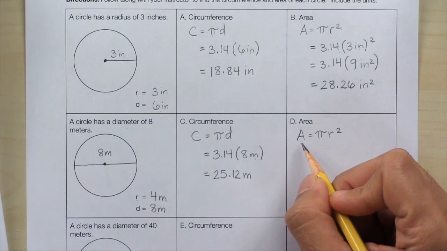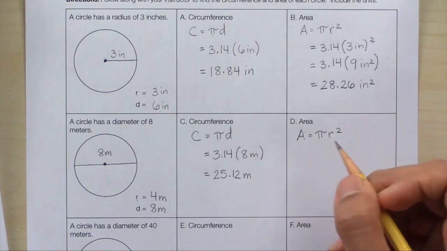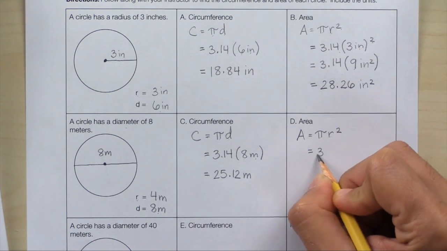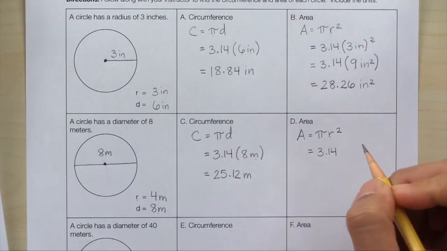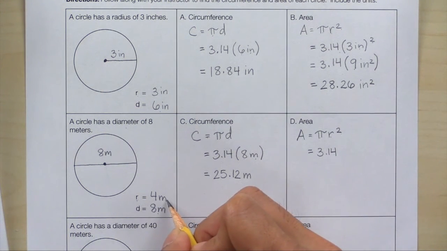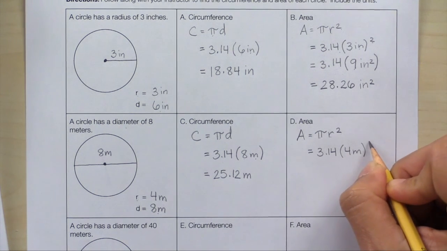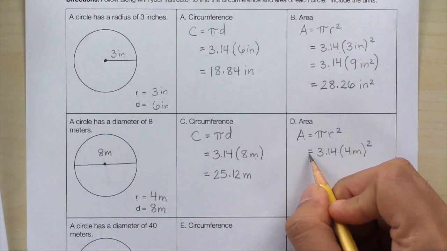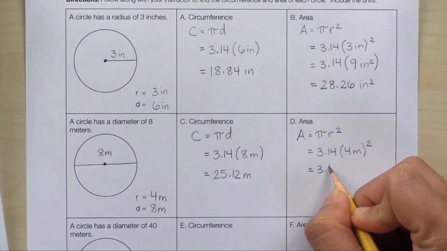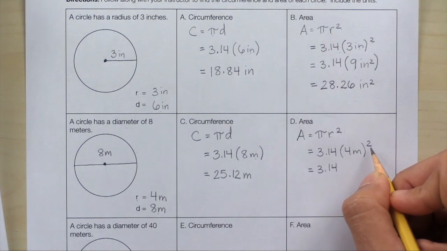Here's box D. The area equals pi times r squared. So on the next line, pi is 3.14. And instead of writing r squared, we're going to write down 4 meters squared. So here we have 4 meters squared. Let's go to the next line. Here's 3.14. And now let's simplify 4 meters squared.